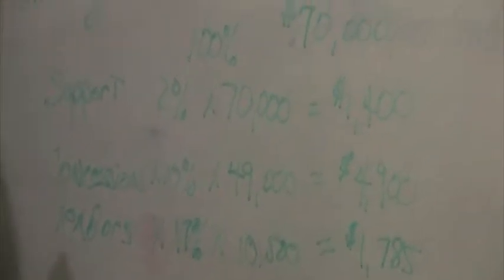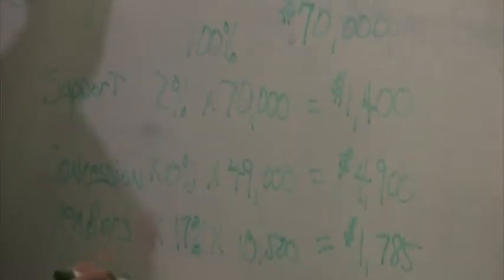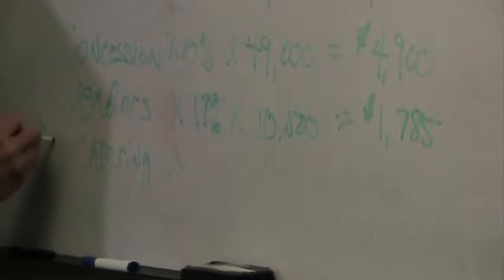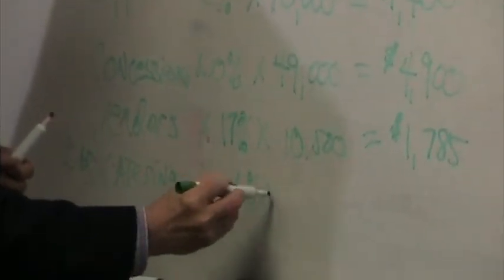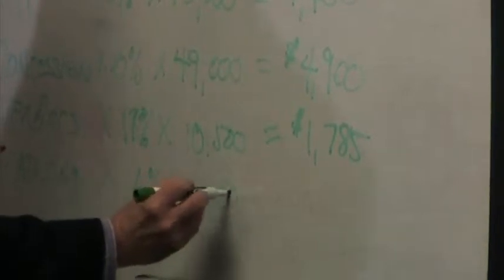Okay, and then what do we have for catering? Do we have catering? No, we have bar. Okay, we have bar. What does bar say? 6%. And maybe this is bar up here also. So it's 6% of what? Bar sales. Right, and what is that? 6 times 10,500.